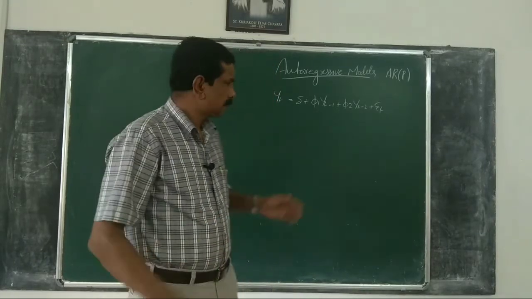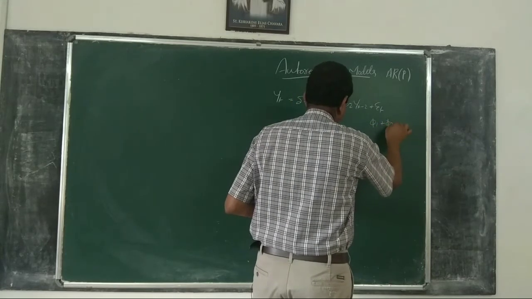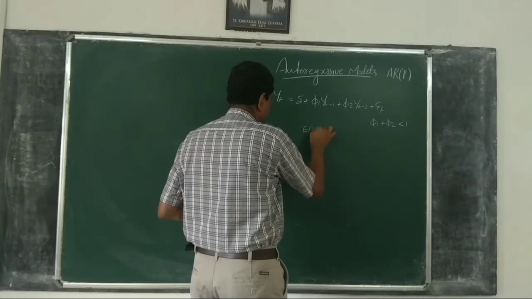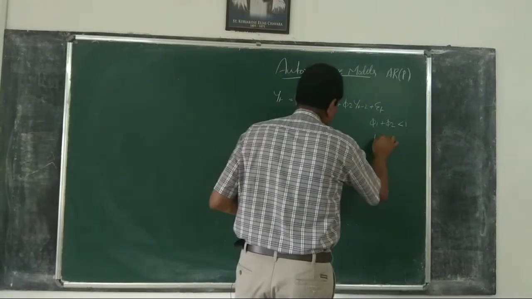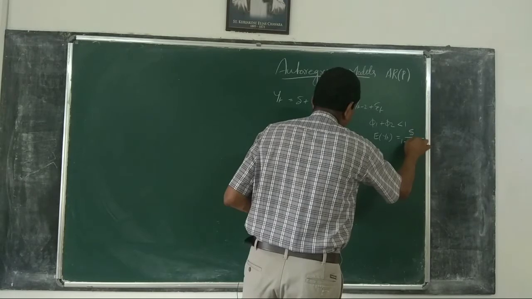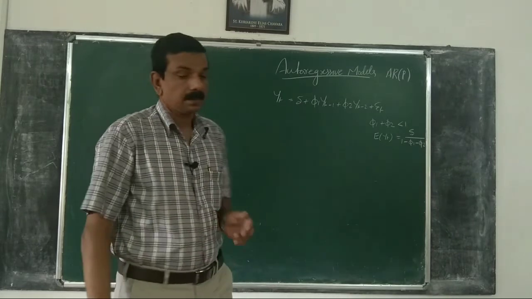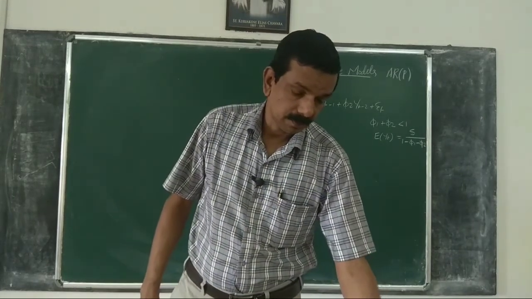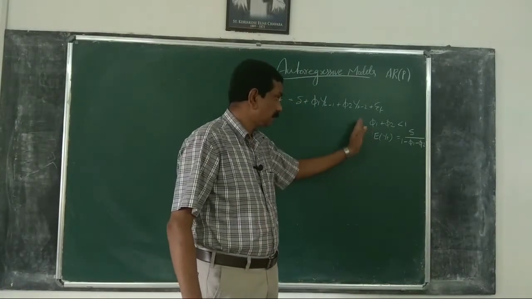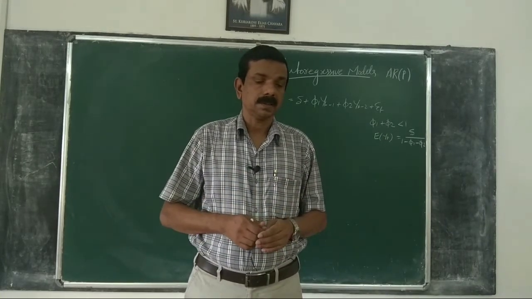Assuming that the condition for stationarity is satisfied, that is phi1 plus phi2 less than 1, the mean of the series, expected yt, is equal to delta by 1 minus phi1 minus phi2. That is the necessary condition for stationarity, phi1 plus phi2 less than 1.